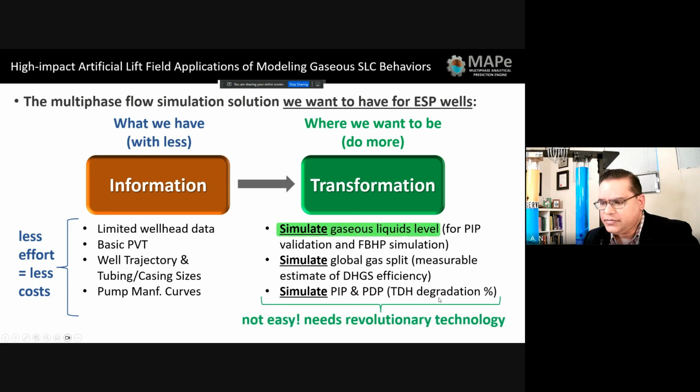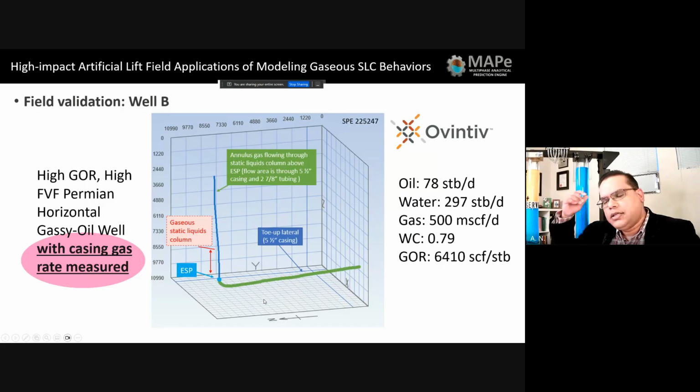and we can find out whether head degradation is due to gas effects or otherwise, right? And this is not easy. This has never been done before except in my most recent paper, right? And it requires revolutionary technology way beyond matching algorithms and what we're accustomed to. How do you know that you're right? You can then compare your calculations of pump intake to the measured, right?